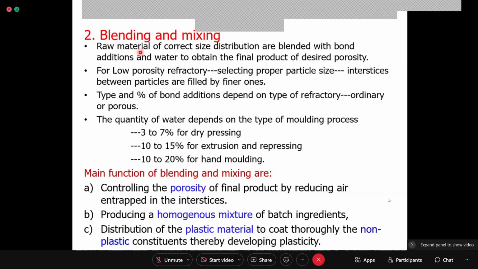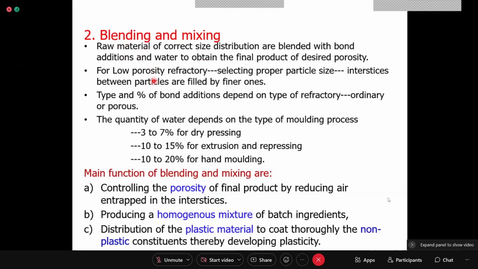So we were on blending and mixing. For low porosity, you use more fines. For high porosity, you use more coarse material. If you use more large particles, voids will remain between them. The type and percentage of bond additions depend on the type of refractory, ordinary or porous. The quantity of water depends on the type of molding process.